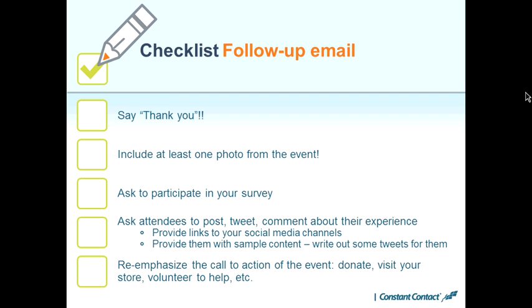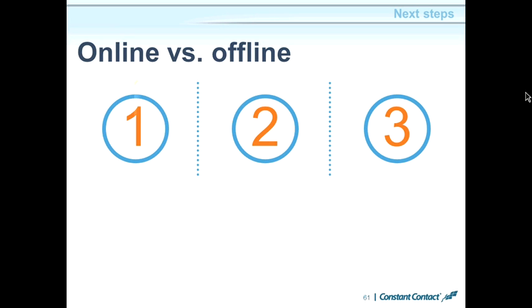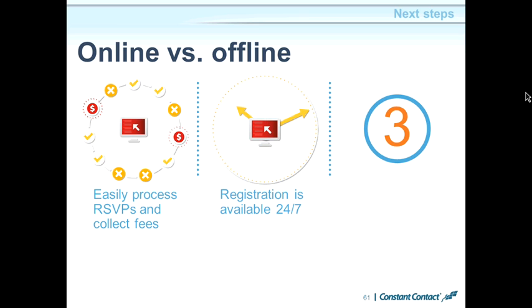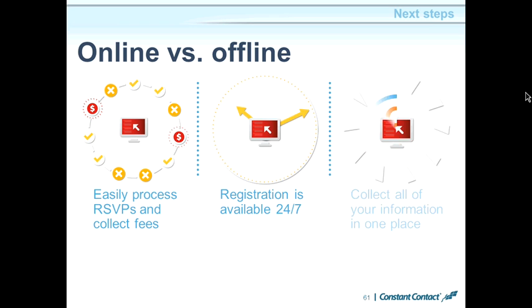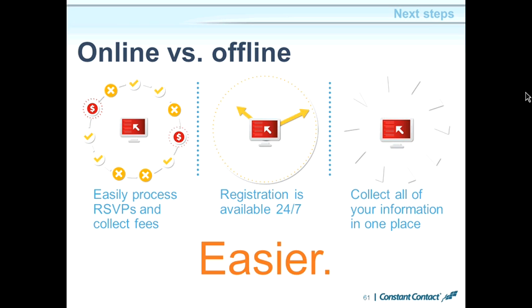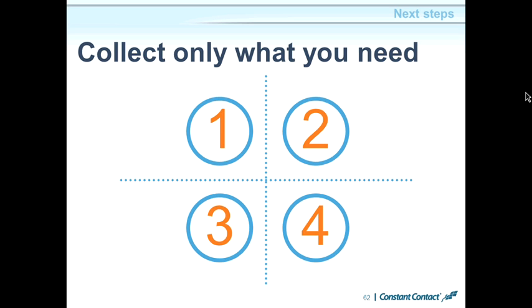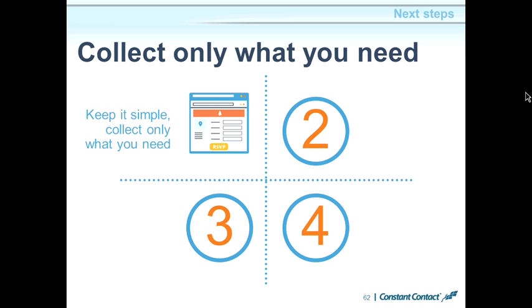and re-emphasize the call to action of the event, that you want people to donate or visit your store or volunteer to help. And remember the difference, the benefits of online versus offline. Online enables you to collect RSVPs and fees 24/7. Registration's available all the time, and it enables you to collect all of the information in one place, making it really simple. Collect only the information that you need.